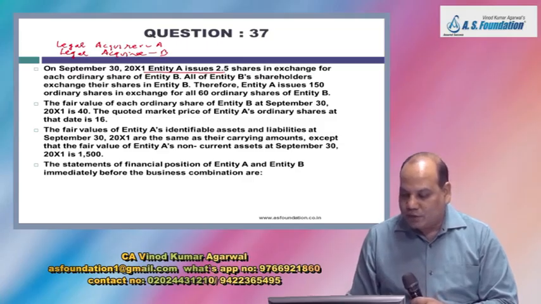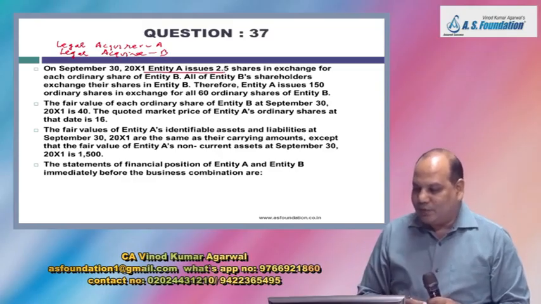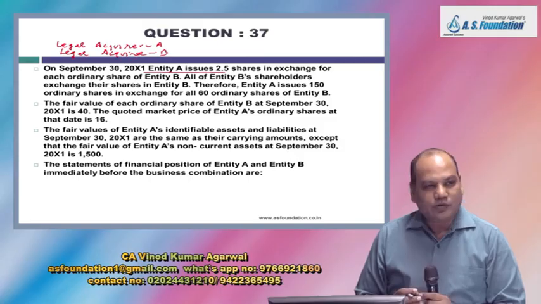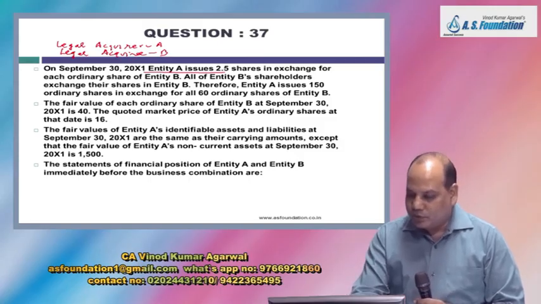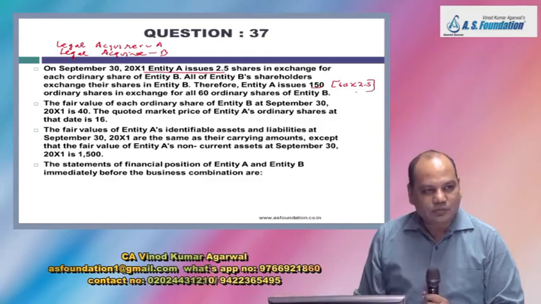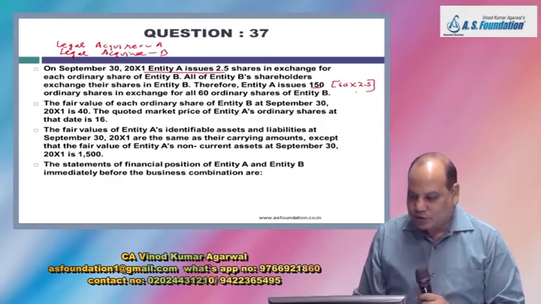Entity A issues 2.5 shares in exchange for each ordinary share of entity B. All of entity B's shareholders exchange their shares in entity B. Therefore, entity A issues 150 ordinary shares in exchange for all 60 ordinary shares of entity B. So how this 150 has come, you will understand. 60 into 2.5, that is share exchange ratio. For one share, 2.5 shares were issued. So for 60 shares, 150 shares were issued.